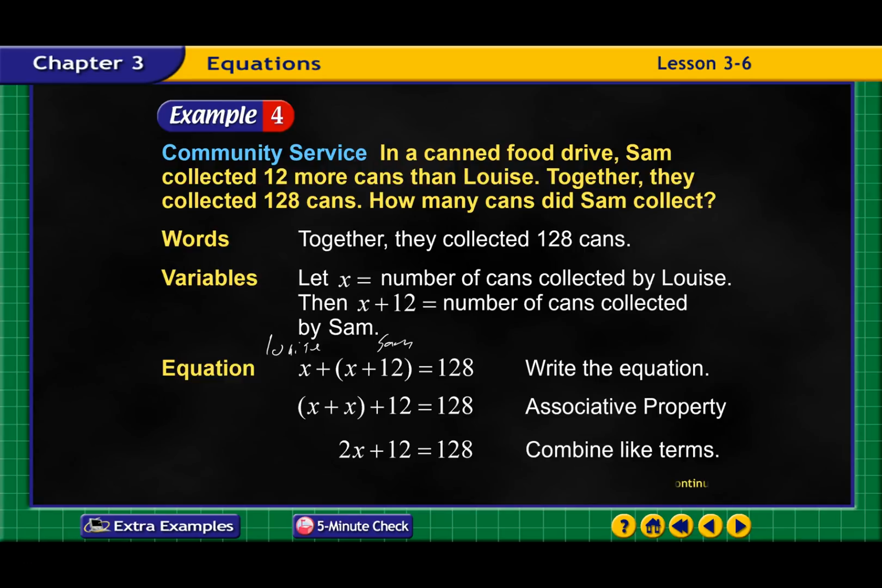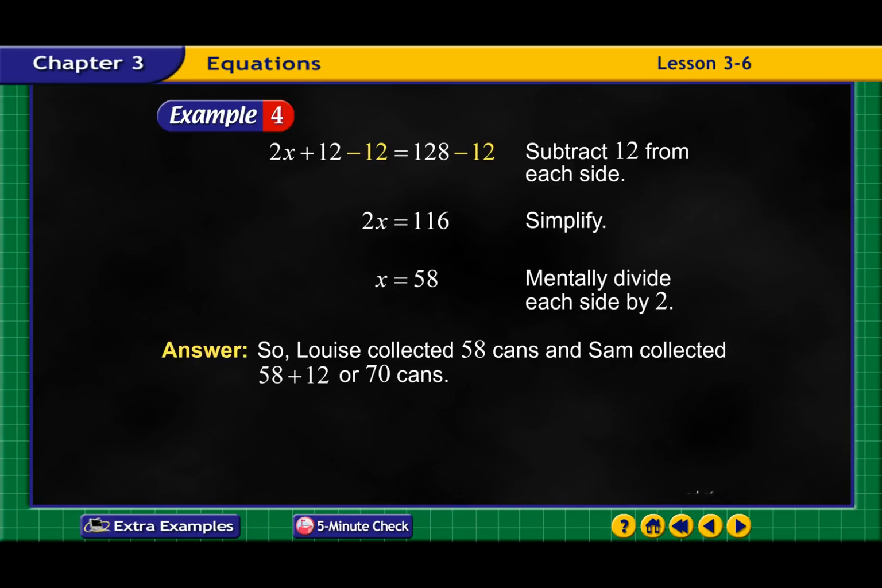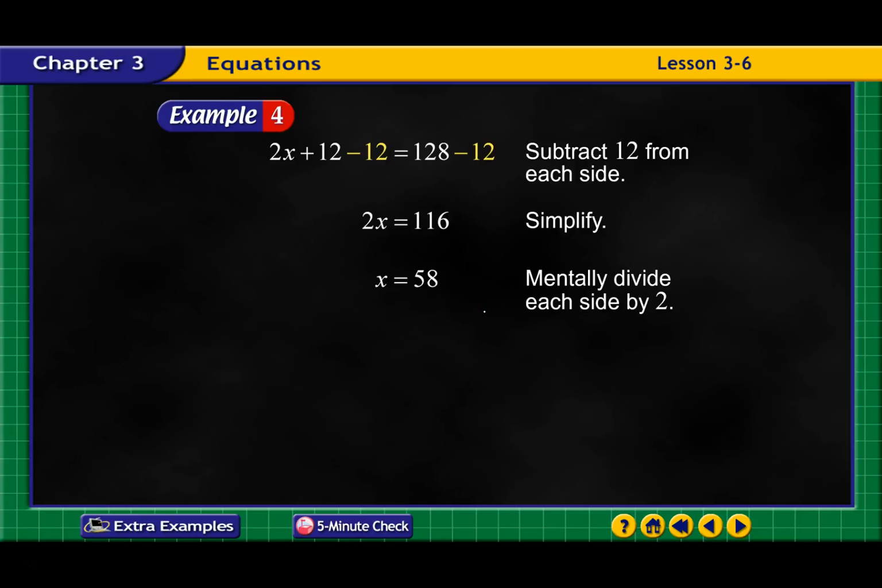Associative property, put those together, 2x. Now we're at a 2. So we simplified as much as we could on the left side. Now we solve. From here, it's a two-step equation. Subtract 12 from both sides. Divide by 2. So that means one person collected 58 because, oh yeah, when you get to here, you're not done. You have to finish.